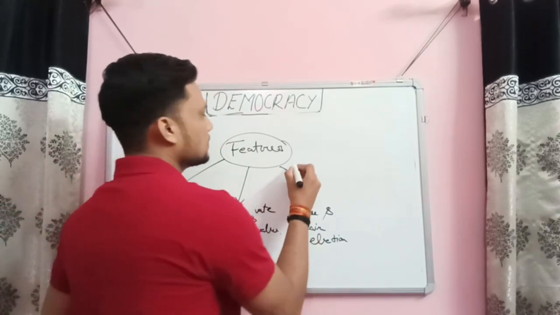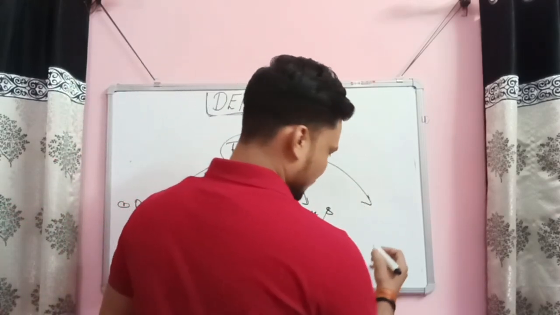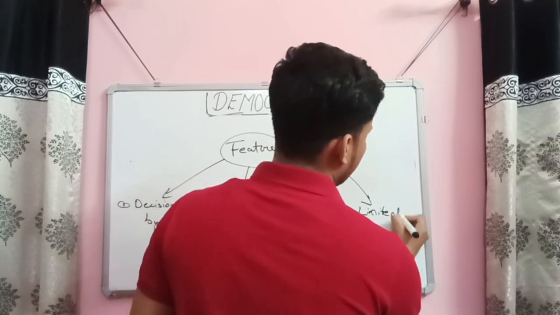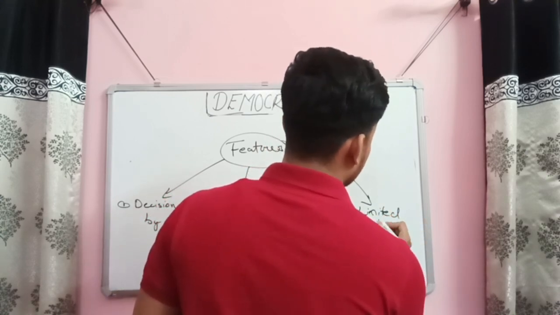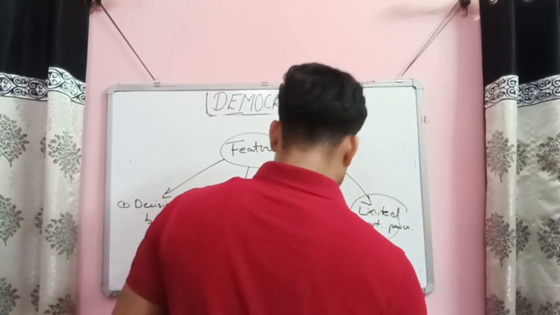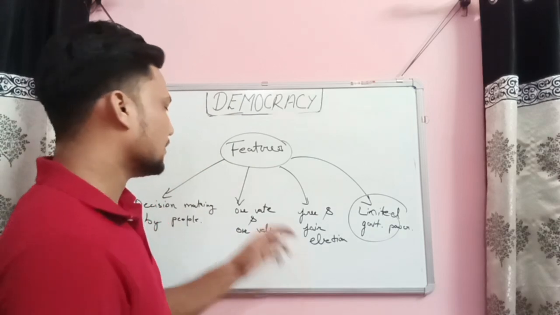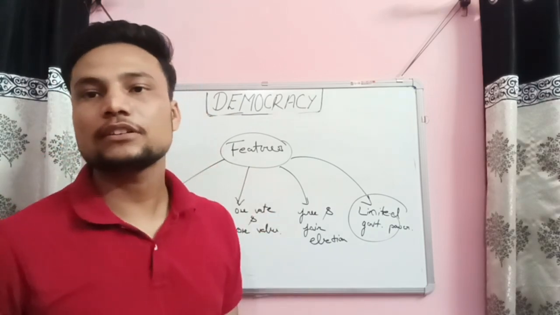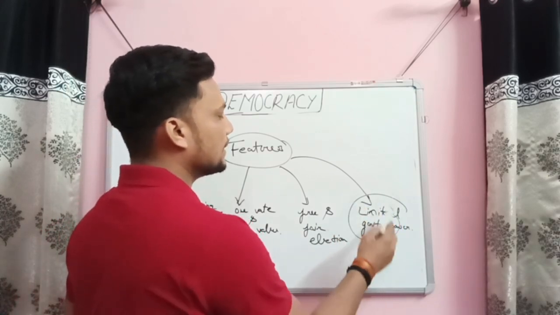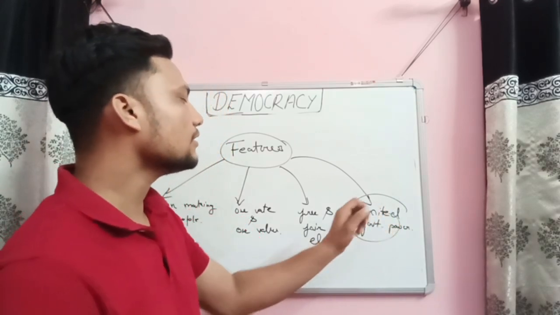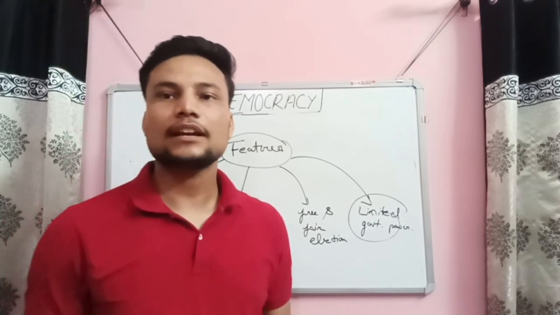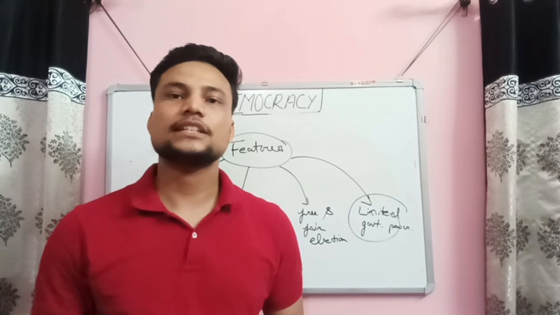And the other feature is limited government. The power of government comes from the people, I have already told about it, but it is also, here I have to mention, that the power of the government is also limited because of the people, because people can replace them. After every election they get the opportunity to change their representative.